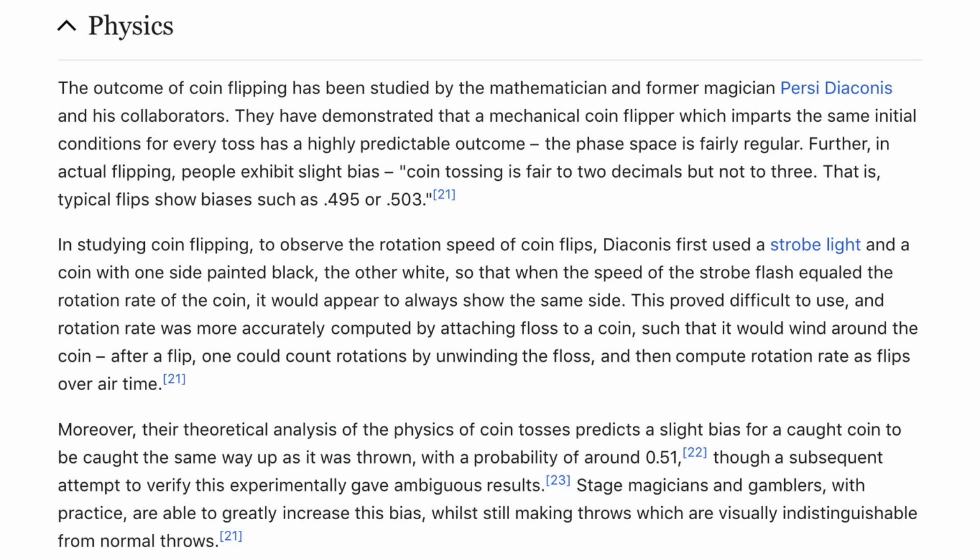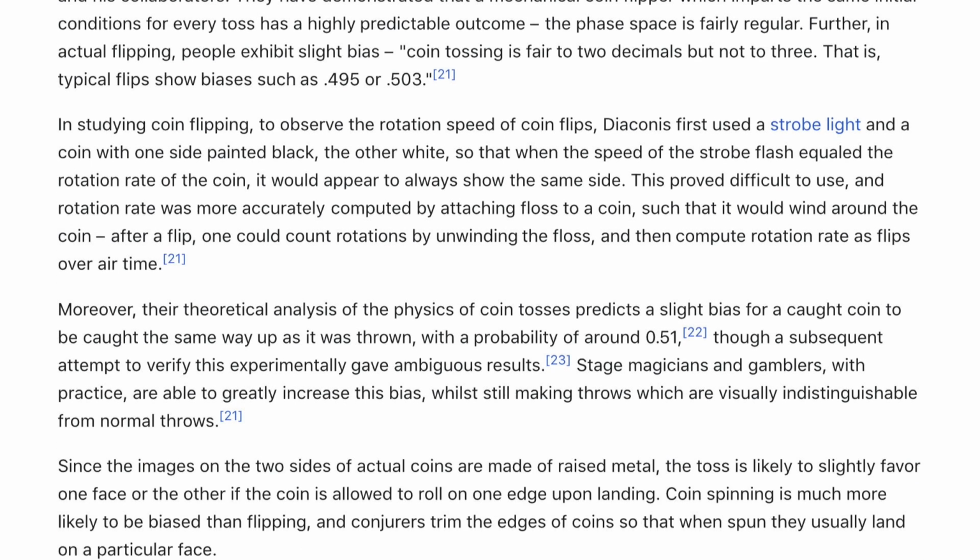In studying coin flipping, to observe the rotation speed of coin flips, Diaconis first used a strobe light and a coin, with one side painted black, the other white, so that when the speed of the strobe flash equaled the rotation rate of the coin, it would appear to always show the same side. This proved difficult to use, and rotation rate was more accurately computed by attaching floss to a coin, such that it would wind around the coin. After a flip, one could count rotations by unwinding the floss, and then compute rotation rate as flips over airtime.